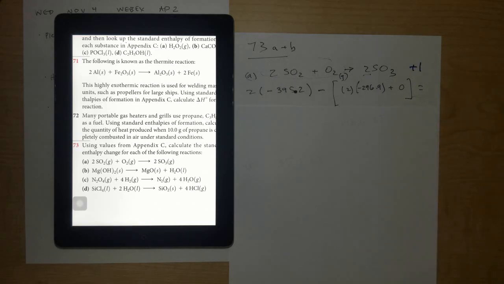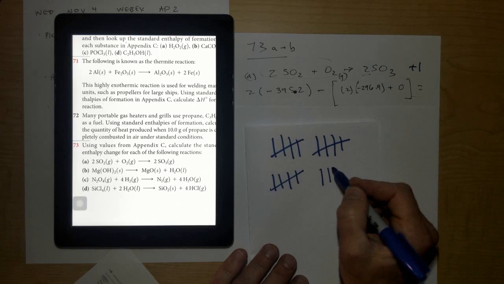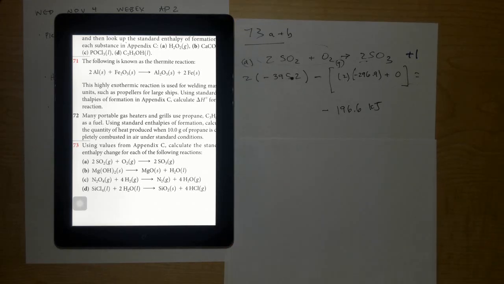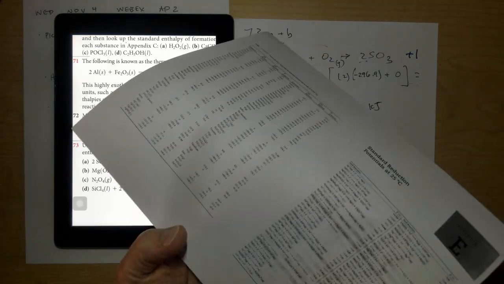This work is worth 1 point. That gets you up to 18 possible points. I believe the answer ends up being negative 196.6. Any questions on 73? Letter B, the answer is 37.1. Products minus reactants. Same format, but you need these tables.